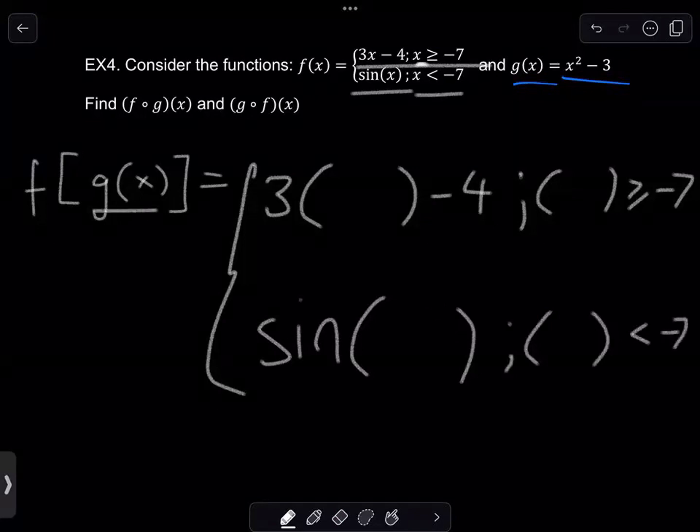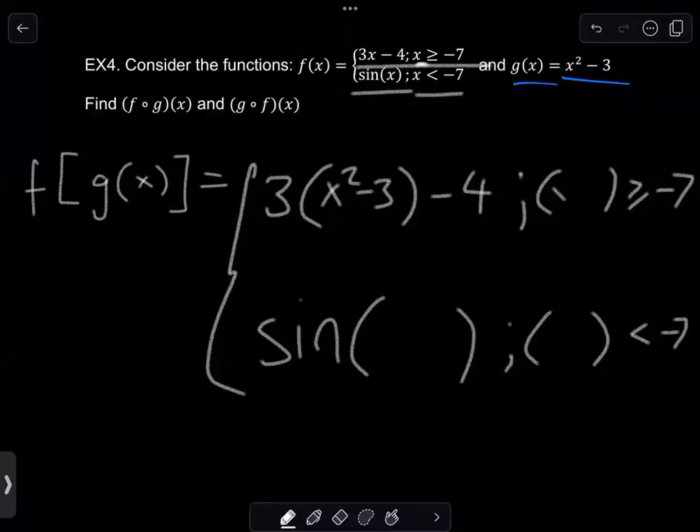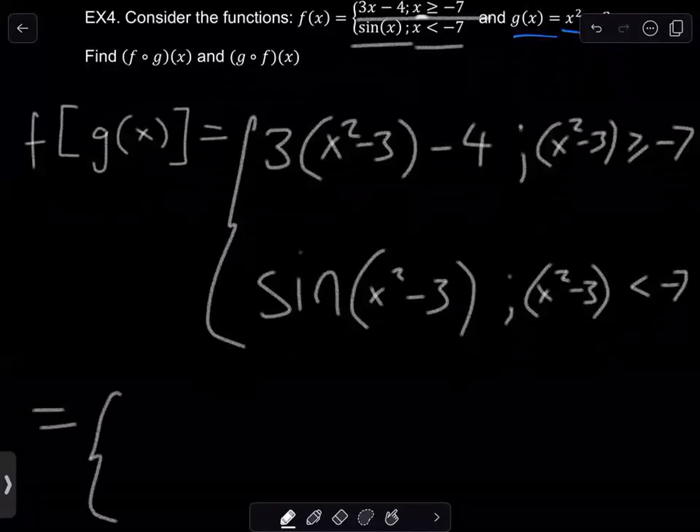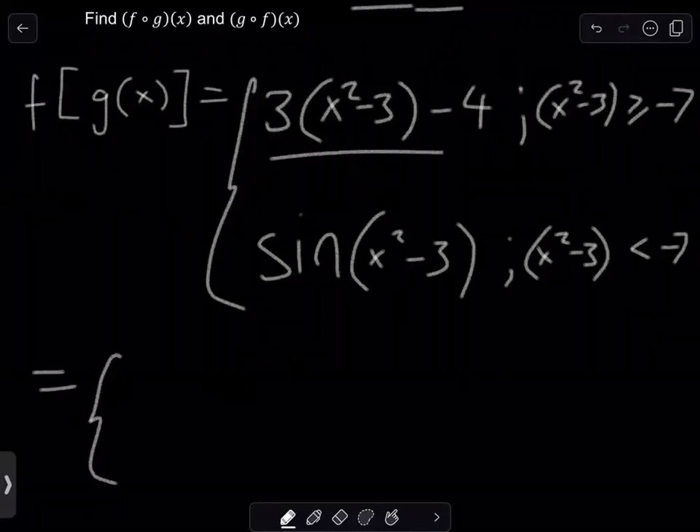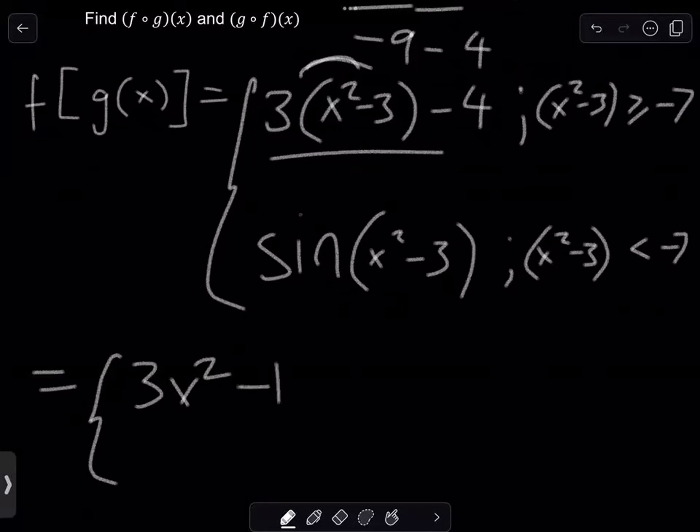And now we are inserting the g of x function into the f function. So wherever I have my brackets, I'm going to insert x squared minus 3, which is the g of x function. So we are going to have x squared minus 3 in each bracket here. And now we can simplify. So it's going to be a piecewise function. So we are going to have 3 times x squared minus 3. So it will become 3x squared. And 3 times the minus 3 is going to become minus 9. Minus 4, it's going to give us minus 13.